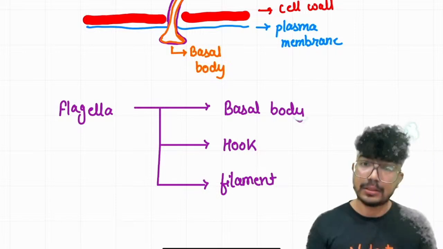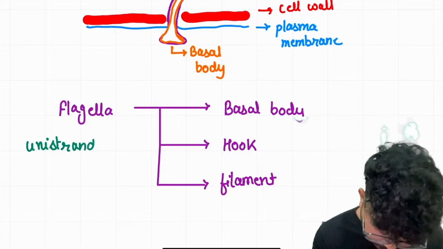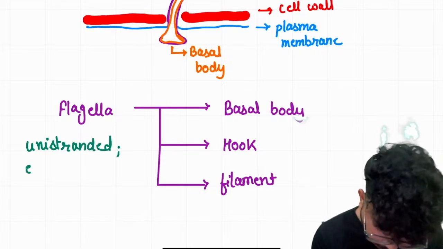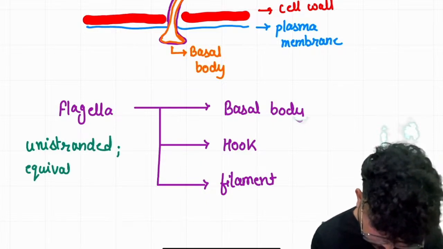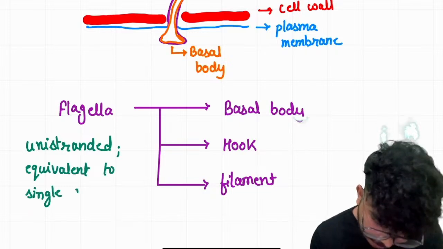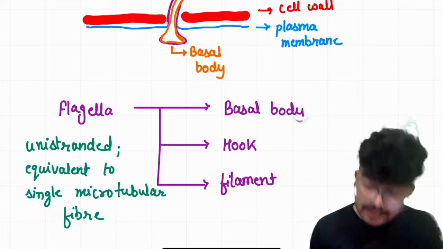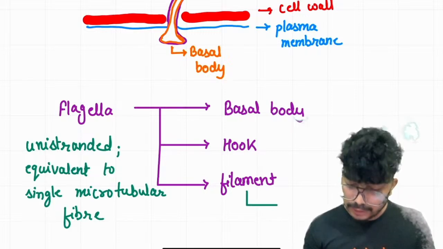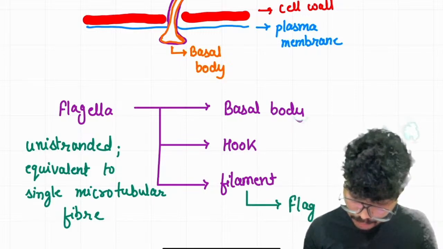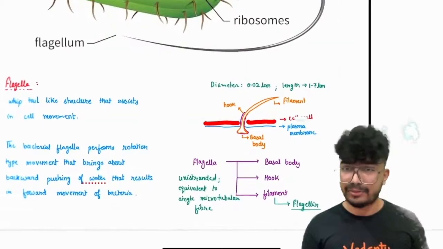Okay, so the flagella is unistranded, equivalent to single microtubular fiber, and in case of prokaryotes, the filament is made up of the protein flagellin. Okay, so this is made up of protein flagellin. Very important. Okay, so this is all about the structure of flagella.